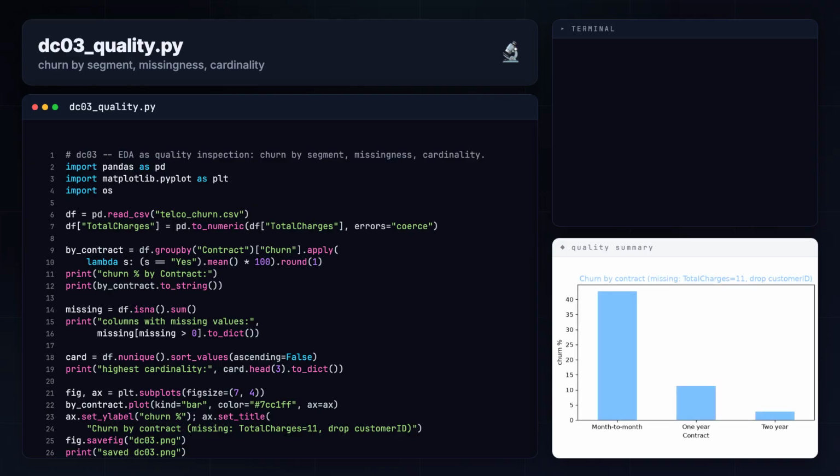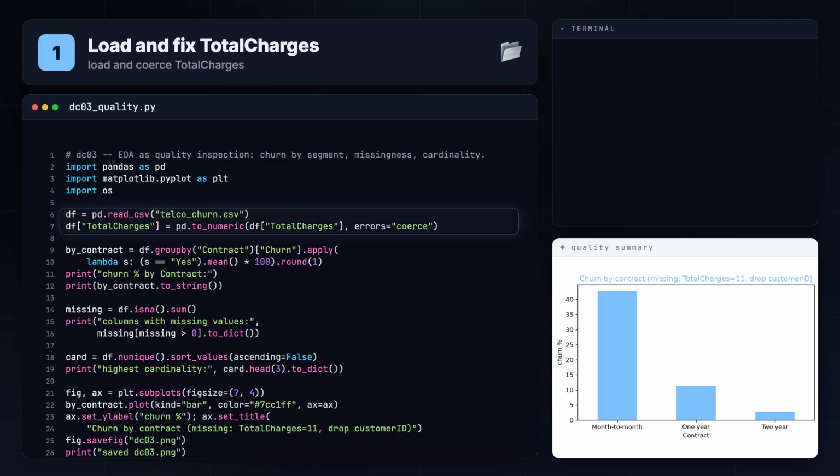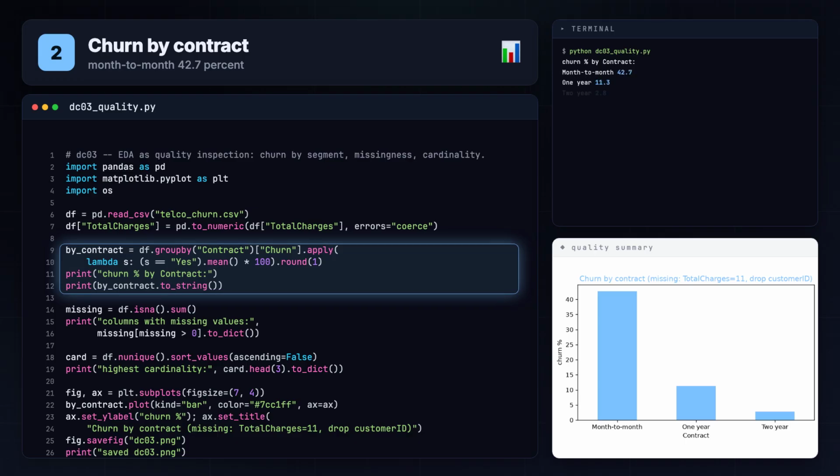Let us run the full inspection in one file. We will compute churn rate by contract, scan for missing values, and measure cardinality for every column. 3 quality checks, 1 figure. First, we load the table and fix total charges to numeric, so the missingness scan can actually see the 11 blanks. Then we group churn by contract type and print the rate for each, surfacing the strongest segment signal.